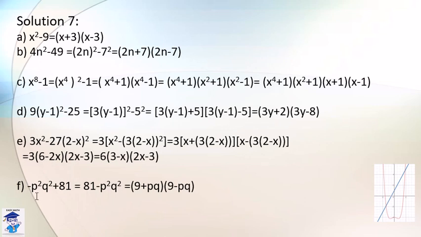And last question, negative p squared times q squared plus 81. So use the square difference. So make this 9 plus pq times 9 minus pq.